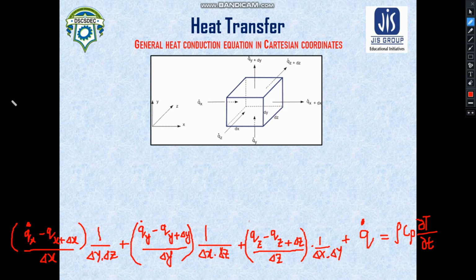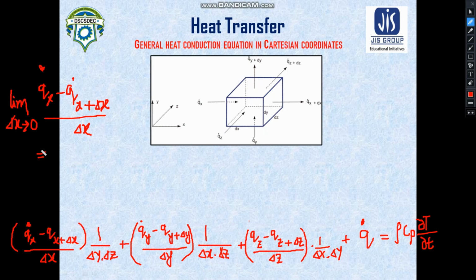So if we are interested in finding out the limits, let us take the limit delta x tending to 0, and let us apply this for this x quantity: q dot x minus q dot x plus delta x, divided by delta x. Now it is quite easily understood that this is nothing but the differential format. With this limit you can find the derivative of this quantity.